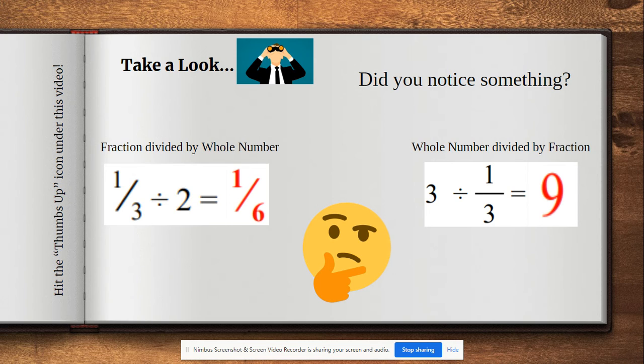Now, I want you to think about this for a second. Did you notice something? When you had a fraction divided by a whole number, you got a fraction. And then when you had a whole number divided by a fraction, you got a whole number. What this basically means is, when you have a fraction divided by a whole number, you end up getting a smaller fraction. When you have a whole number divided by a fraction, you get a larger whole number. And what that means, that larger whole number, that's how many thirds you basically have. Okay?